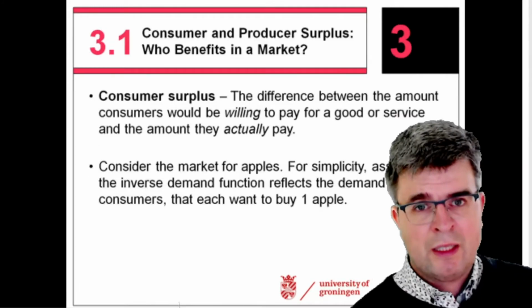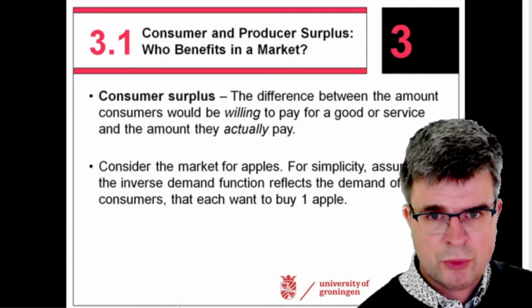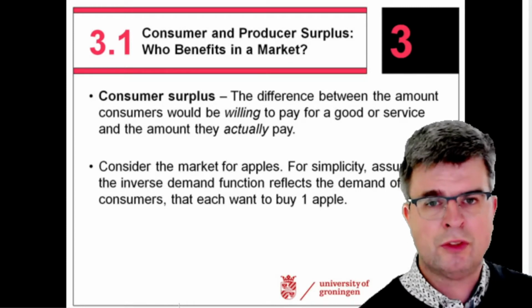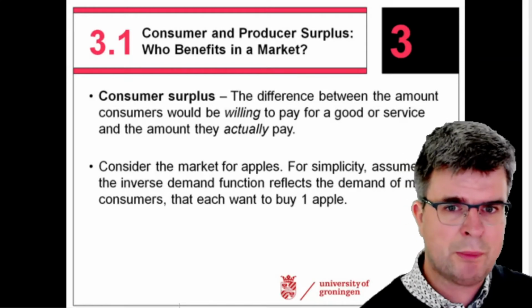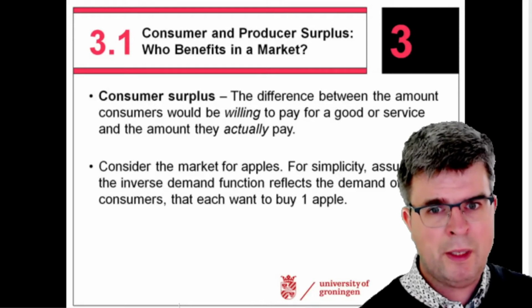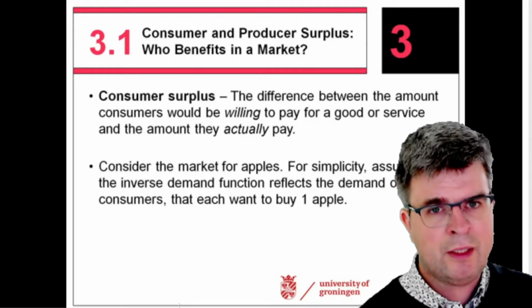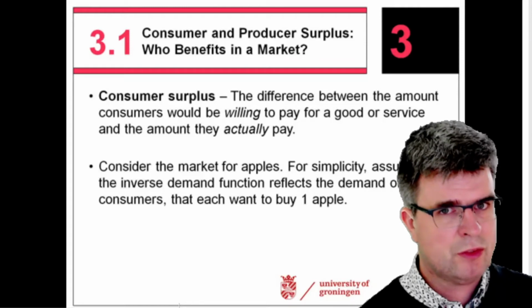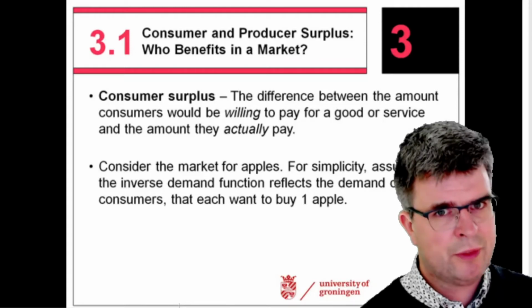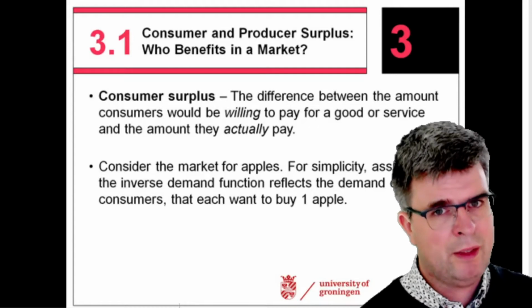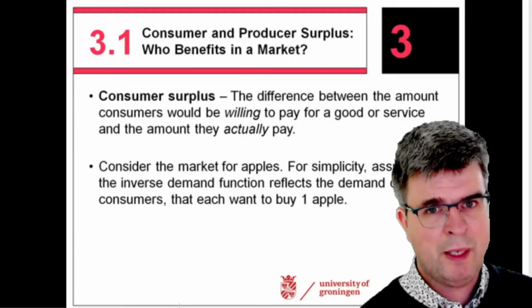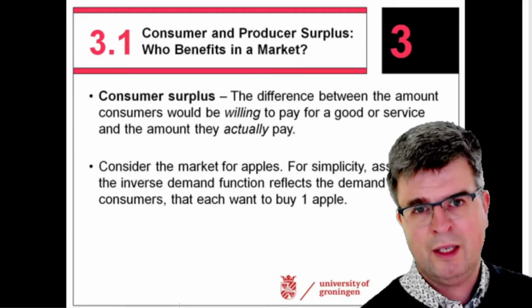First things first, let's start with measuring the benefits to consumers and producers. And those benefits are called surplus. So the consumer surplus is the difference between what a consumer would be willing to pay for a good and the amount that he actually needs to pay. So suppose in the summer you would like an ice cream, you crave for it, you would be willing to pay €5 for your ice cream, you only have to pay 2, so the benefit of the trade to you is €3.